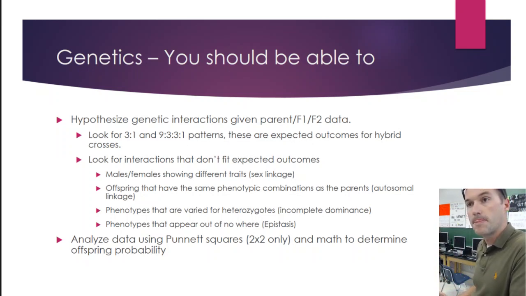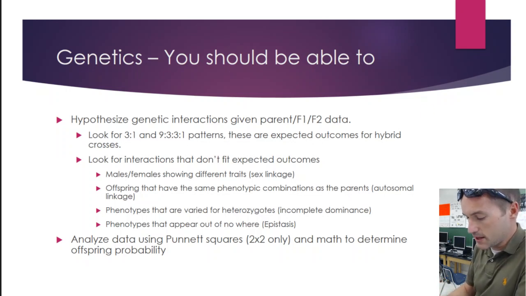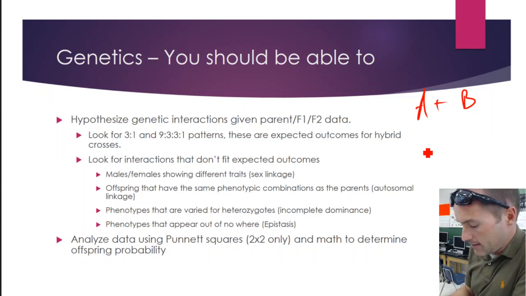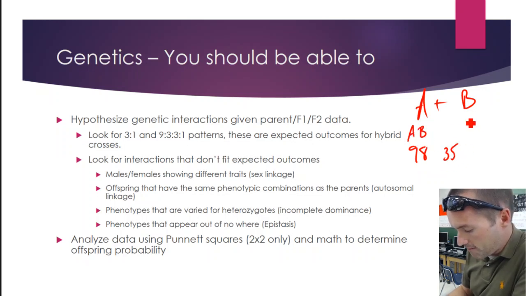What's up? Do you know if it's a 9, 3, 3, 1? How do you know if it's 9331? What do you mean? Like, let's say I had two traits, A and B. Okay, and I said that in my offspring, I had 98 that were dominant for A and dominant for B, right? I had 35 that were dominant for A and recessive for B. I had 31 that were recessive for A and dominant for B. And then I had 12 that were recessive for A and recessive for B, right?